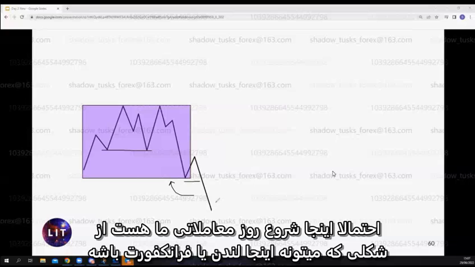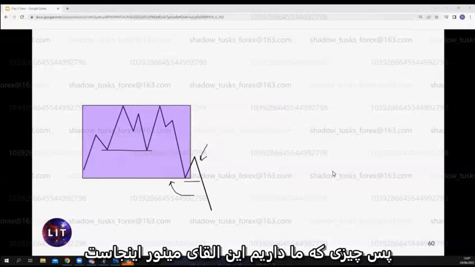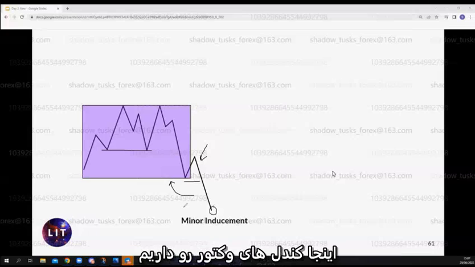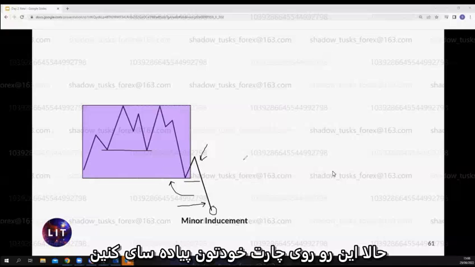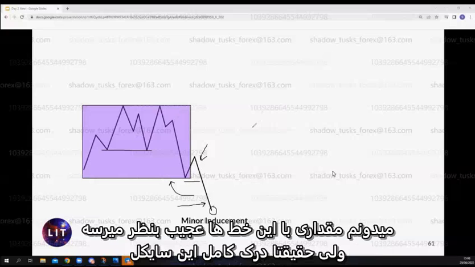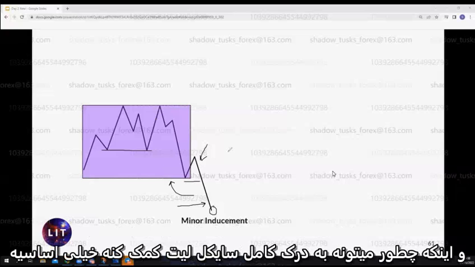So likely this is the beginning of the day from what it looks like. It could be Frankfurt or London at this point. So what we essentially have then is, of course, the minor inducement right here. We get those vector candles essentially here. Now apply this to your charts as well. I know it may look a little bit weird with the lines, but honestly, it's very key to understand this whole cycle and how it can help you essentially understand the whole cycle.